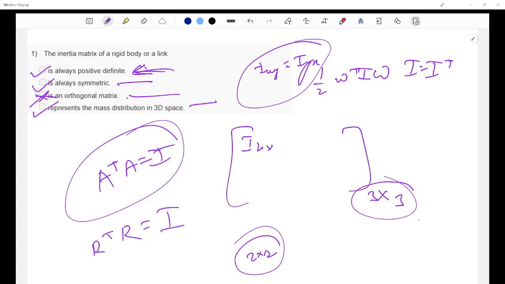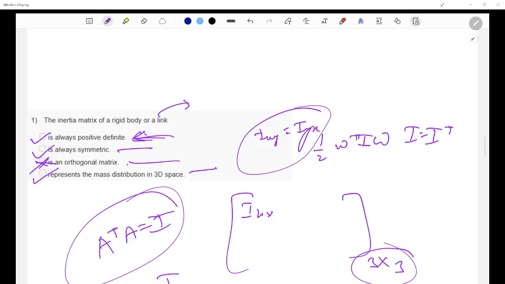The fourth option is that it represents the mass distribution in 3D space. The inertia tensor tells us how mass is distributed relative to an axis. For example, if there are two rods with the same mass, one concentrated near the center and one spread outward, they'll have different inertia matrices. Thus, inertia matrices encode the 3D mass distribution.